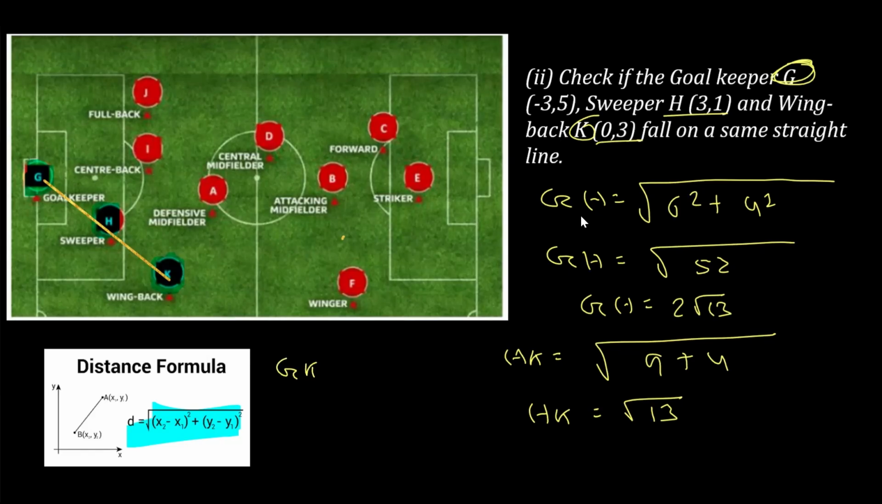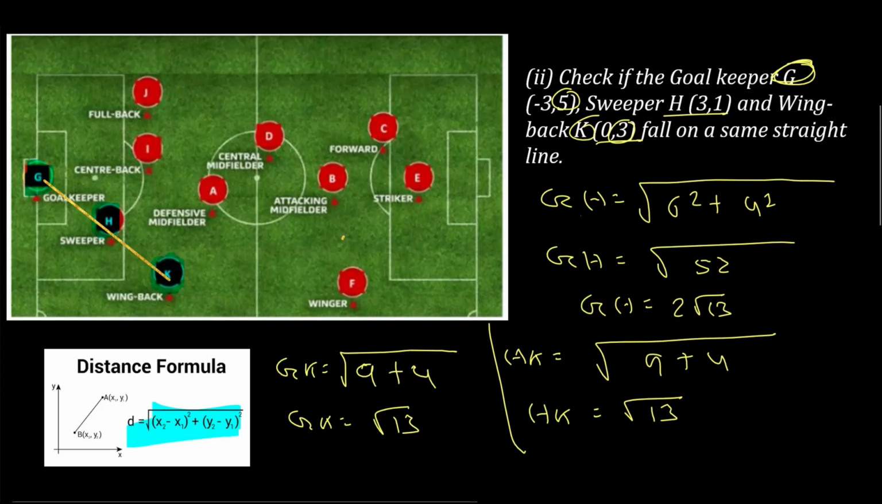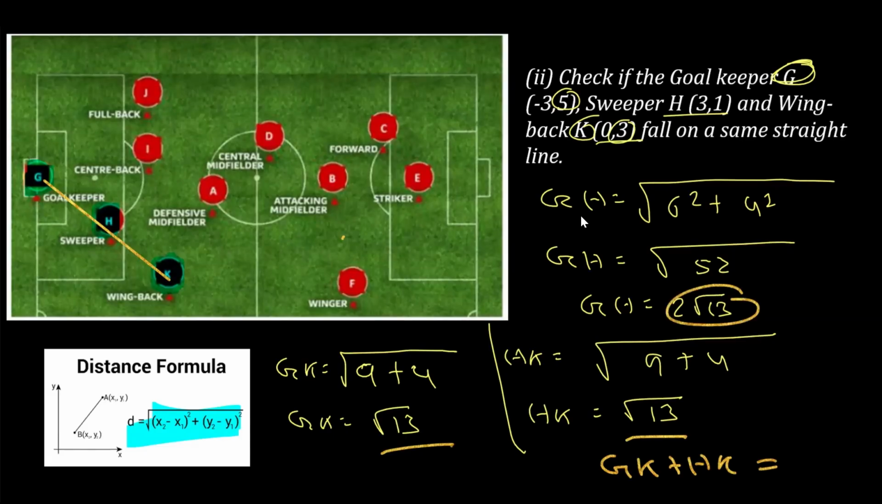To get the length of GK, applying the same formula, it is x2 minus x1 whole square. X2 is 0 this time, minus 3, so it's positive 3 whole square, which is 9. And then 3 minus 5 is 2, 2 whole square is 4. So GK comes out to be under root 13. So what you can figure out from here is that GK plus HK, root 13 plus root 13, is equal to 2 root 13, that is GH. So we'll say yes is the answer, as they lie on a straight line.